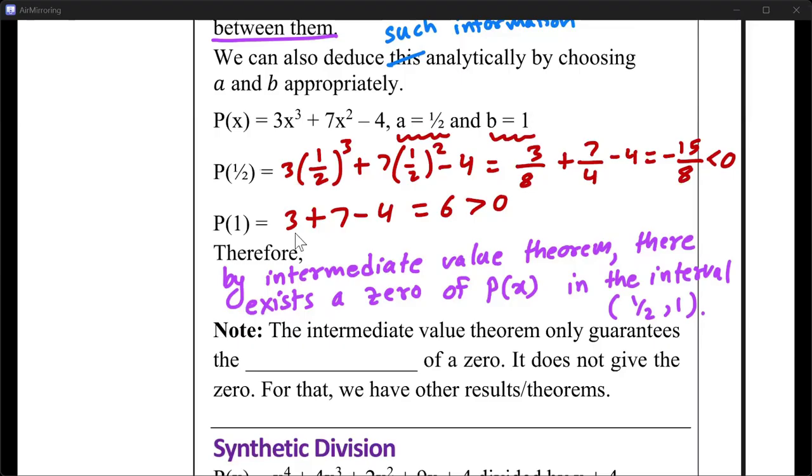Just appreciate how powerful this conclusion is. Between half and 1 is quite a narrow interval. Within that narrow interval, there is a 0 of the polynomial. You are able to say something quite strong here.